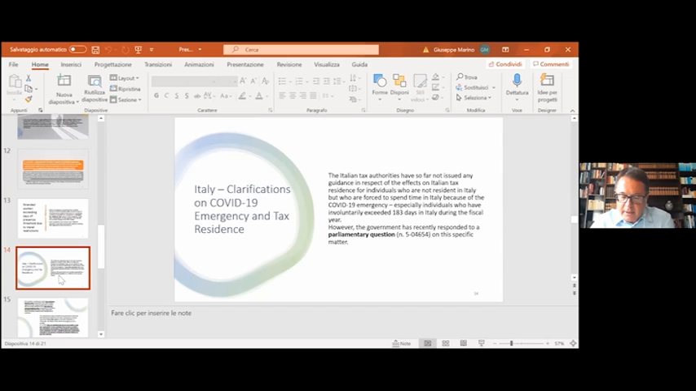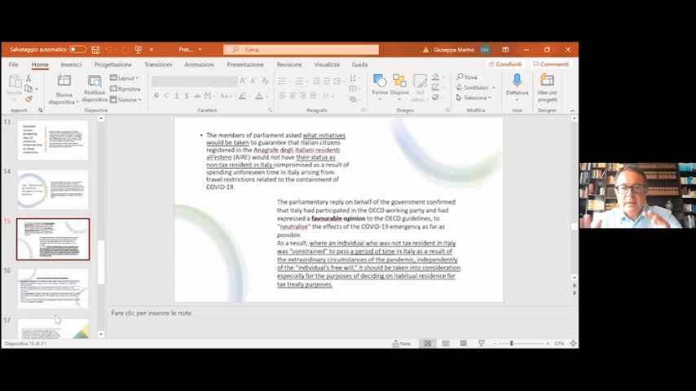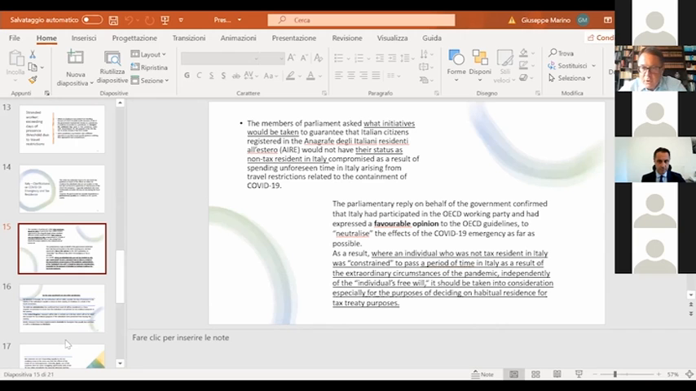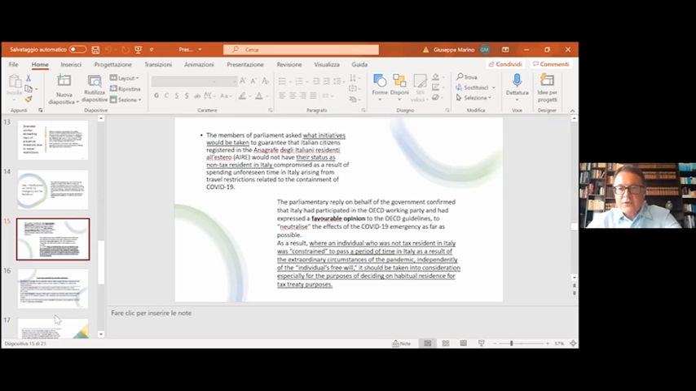And this is the reason why, for example, if I just make reference to the Italian case, there has been a question before the parliament to the government, with a reply on the matter, whereby the government has certainly replied saying, no question about it, we are in favor of the OECD guidelines, and as far as the adoption of these guidelines, Italy will do its best to be compliant with the recommendations.